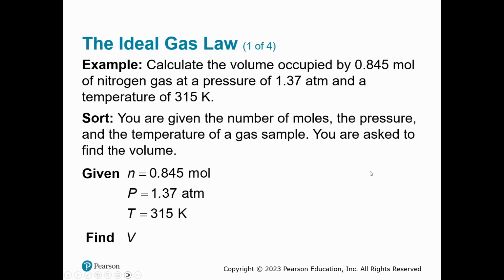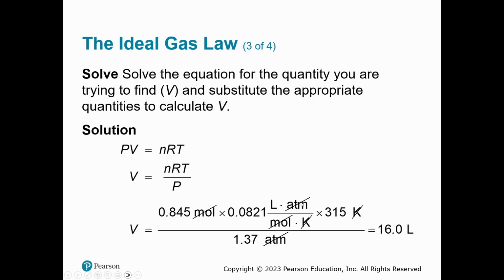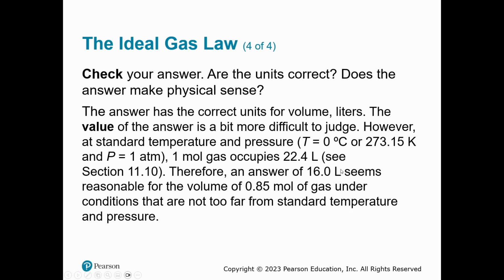So in this case, we have moles, we have pressure, we have temperature. We're always going to have the ideal gas constant. So we just need to find volume. We'll just divide the PV equals nRT equation by P and rearrange for V. If we plug in all our variables, this is what we'll get, and we'll figure out that this sample occupies 16 liters at this temperature. Make sure that everything makes sense.